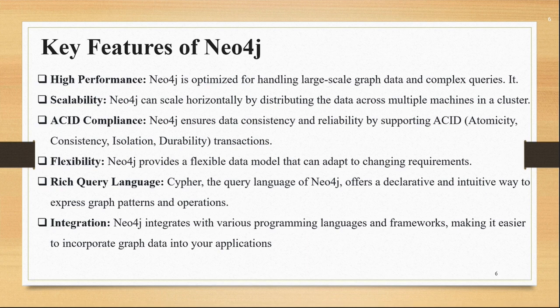The next one is rich query language. Cypher, the query language of Neo4j, offers a declarative and intuitive way to express graph patterns and operations. It allows you to express complex graph queries concisely. The last feature is integration. Neo4j integrates with various programming languages and frameworks, making it easier to incorporate graph data into your application. It also provides connectors and APIs for seamless integration with other systems and tools.